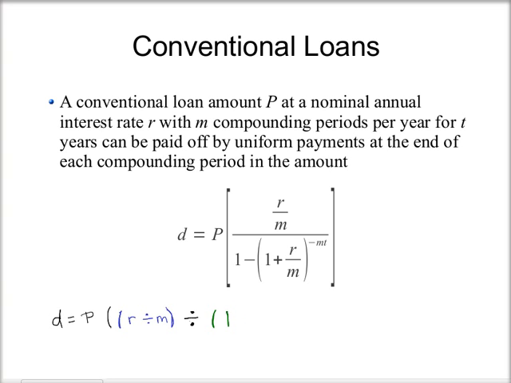So I'll have 1 minus, and then inside there I've got another set of parentheses, so we'll try orange for that. So I'll have 1 plus, I'm going to have yet another set of parentheses for my R divided by M here, so maybe I'll go with light blue for this one. R divided by M.